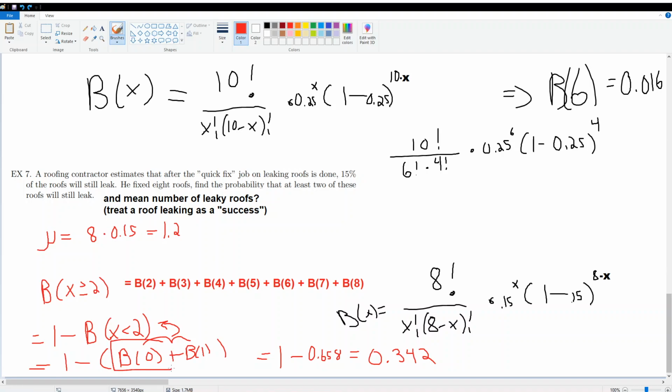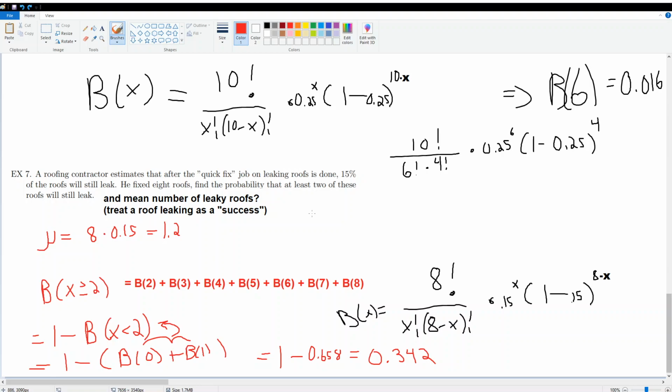Additionally, b of 0 would be an answer. B of 2 would probably be an answer as well, because someone might say, oh, b of 2, I'm done. Well, no, you still have the parts below it. But with binomial, this is the extent of the difficulty level.